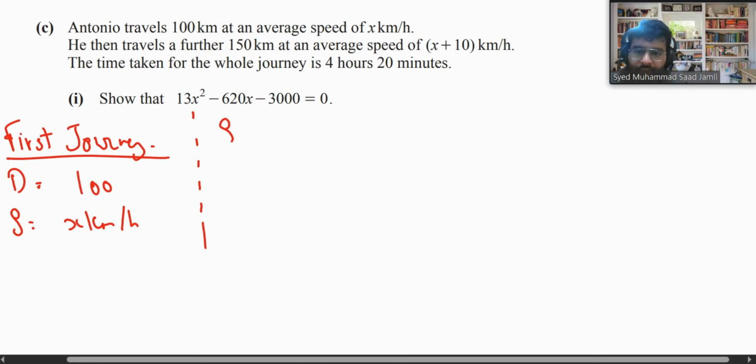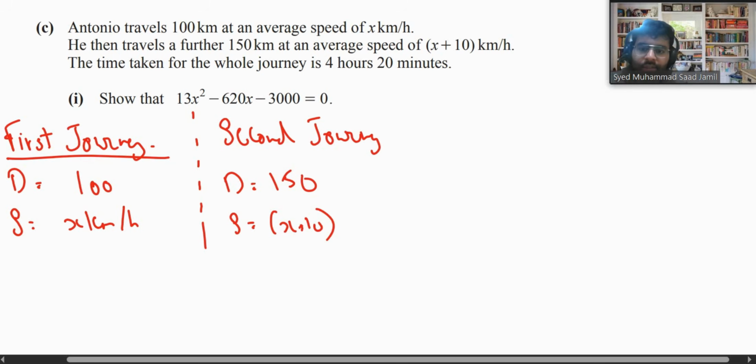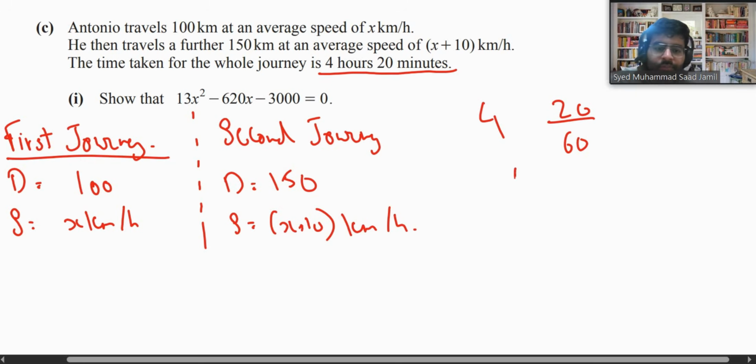For the second journey, distance is 150, speed is x plus 10 kilometer per hour. Okay, now it says that the time taken for the whole journey is 4 hours 20 minutes, which means 4 hours. If we convert 20 minutes into hours, we will write 20 divided by 60, which means 1 upon 3. So 3 will go up there, multiply with 4, 3 4s are 12, 12 plus 1 is 13, so it becomes 13 upon 3.